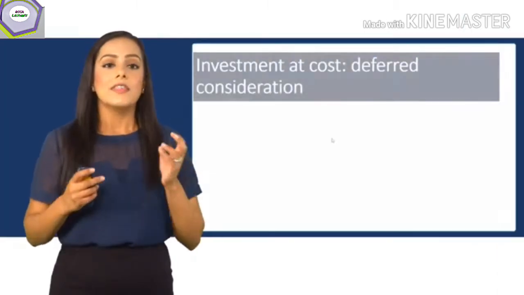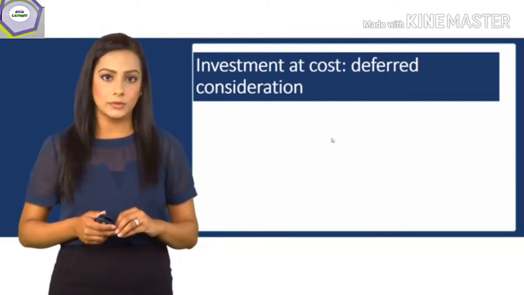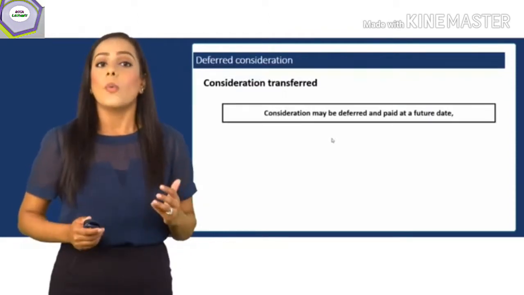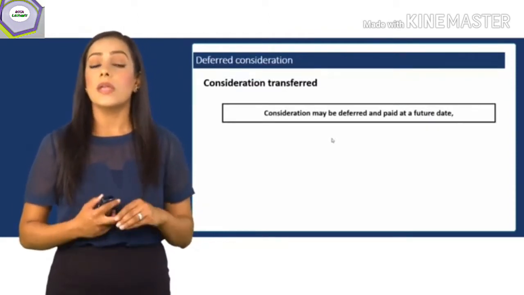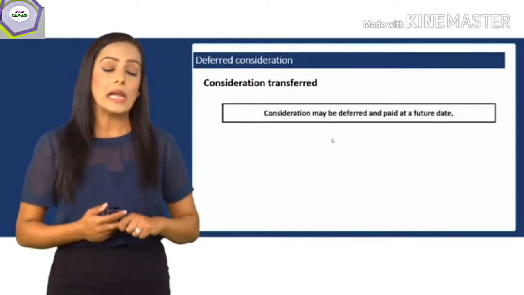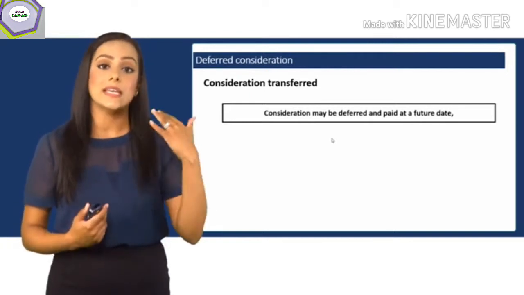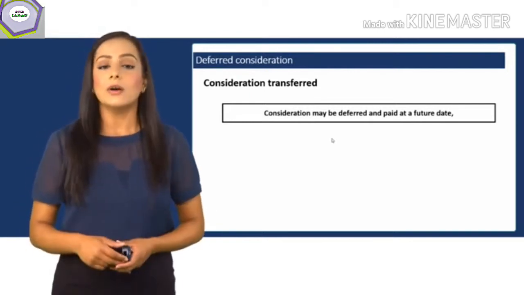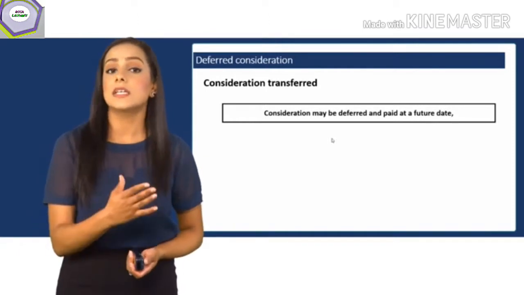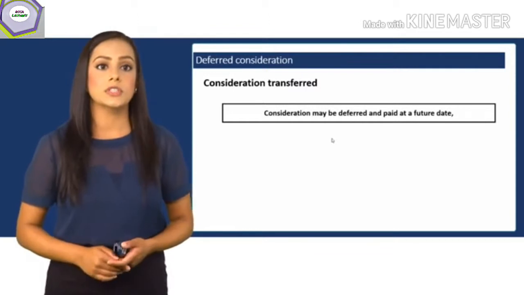Hi guys, this video will be about investment at cost, deferred consideration. When calculating goodwill, we must know what the value of the investment at cost is. This is representing the investment made in the subsidiary. Now, investments could be immediate, deferred, or contingent. This video talks about deferred consideration.